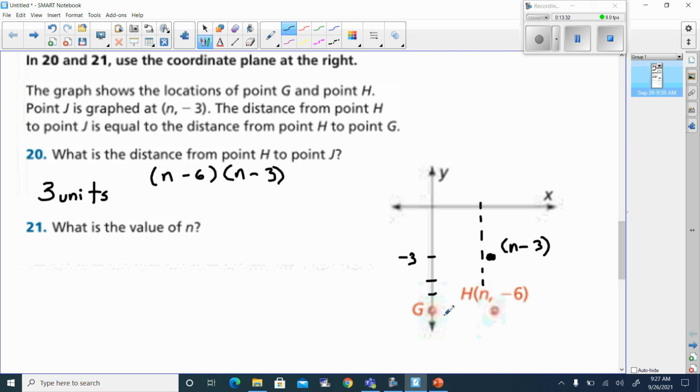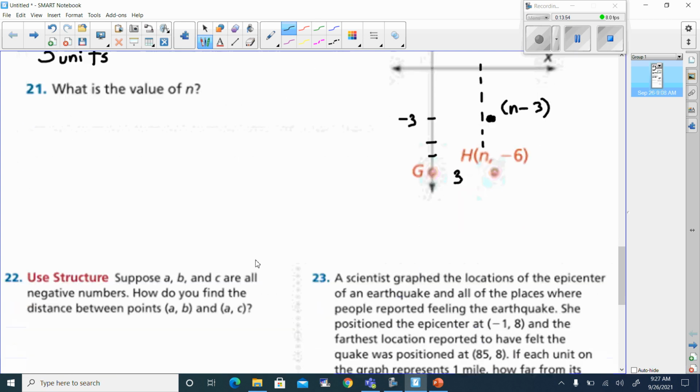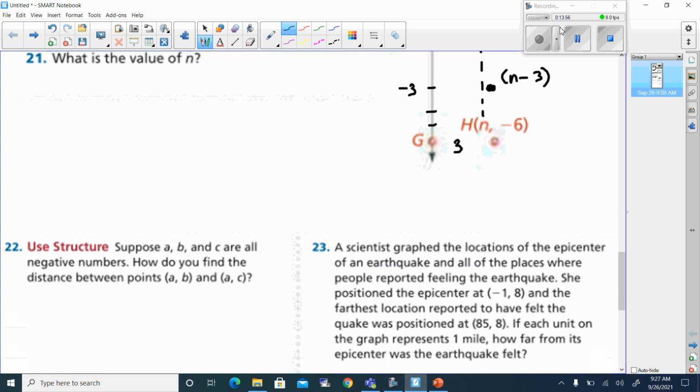So, well, let's see. The graph shows the location of point G and H. Point J is graphed at n, minus 3. The distance from H to J is equal to the distance from H to point G. So if this was 3, then this must be 3 units as well. Okay? All right. But they didn't ask me that, so I'm just going to leave it alone.